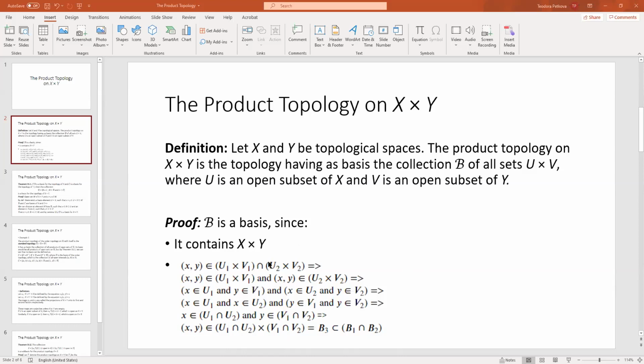I think the little proof right here is not too hard. Maybe I can leave it for a while on the screen so you can go through it and read it. And then we can move on to theorem 15.1.